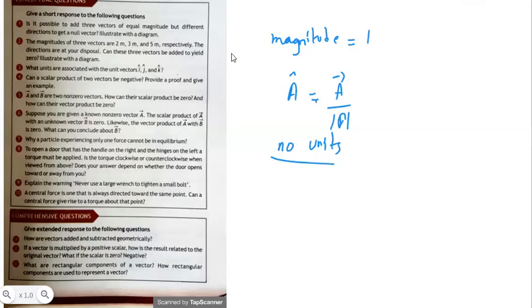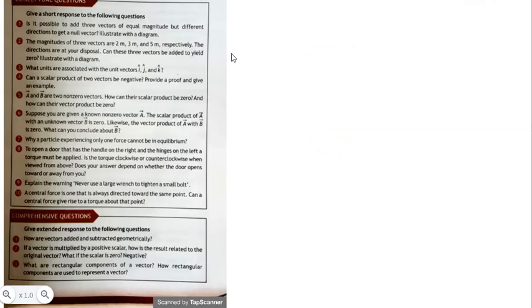Question number 4: can a scalar product of two vectors be negative? Provide a proof and give an example. So yes, the scalar product of two vectors can be negative if the angle is greater than 90 degrees. You have to prove this by solving the equation by considering any angle, like theta equal to 100, 110 or 120.